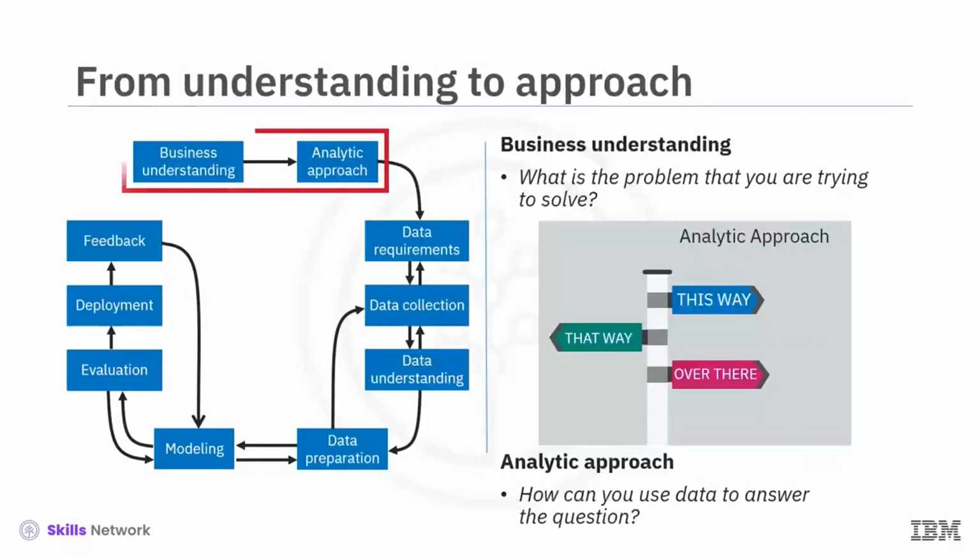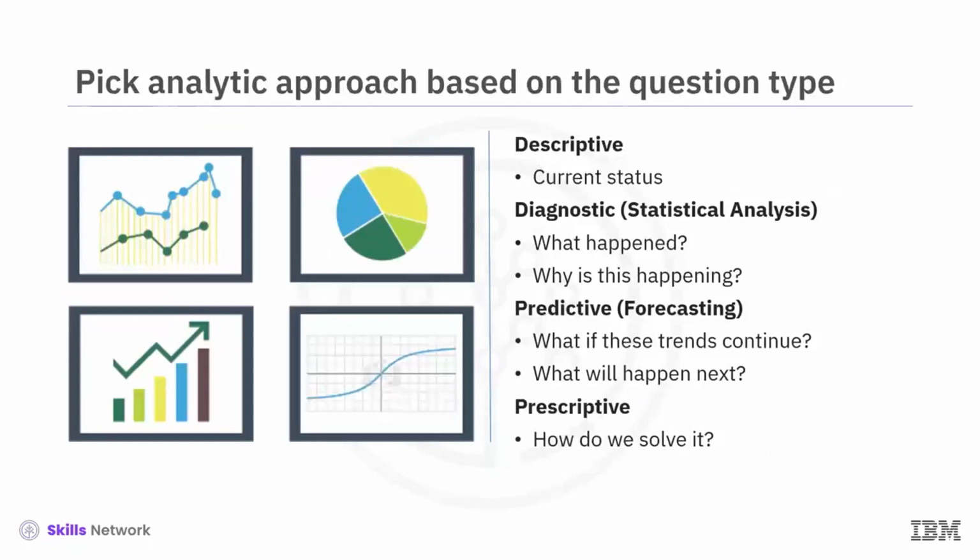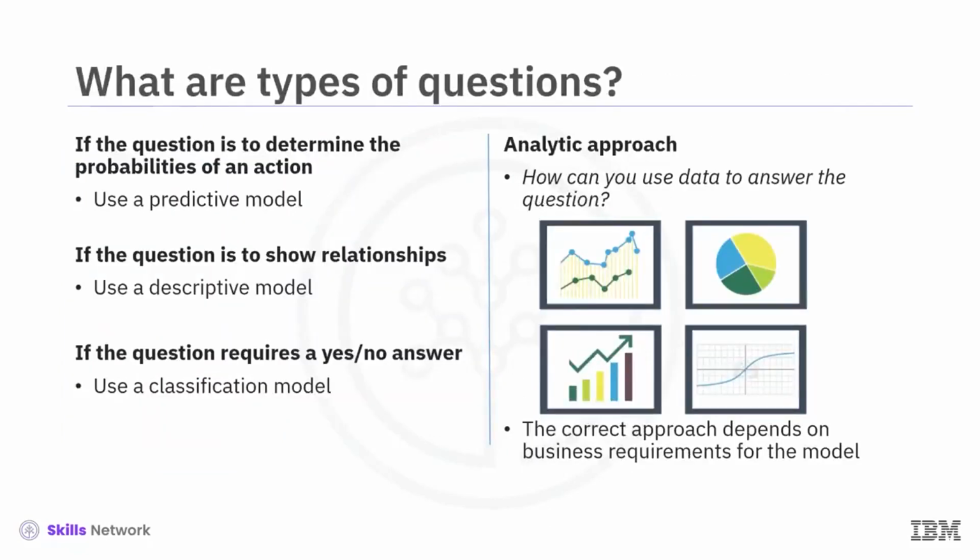Once the problem to be addressed is defined, the appropriate analytic approach for the problem is selected in the context of the business requirements. This is the second stage of the data science methodology. Once a strong understanding of the question is established, the analytic approach can be selected. This means identifying what type of patterns will be needed to address the question most effectively.